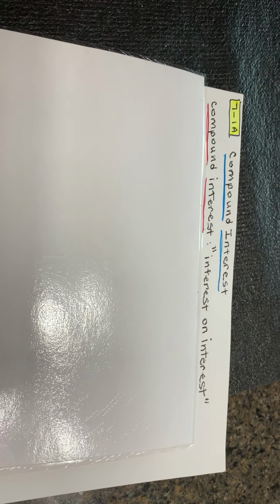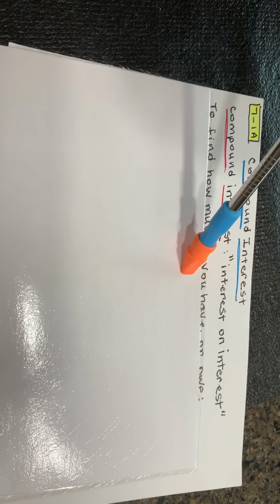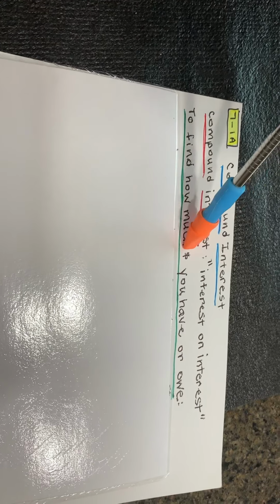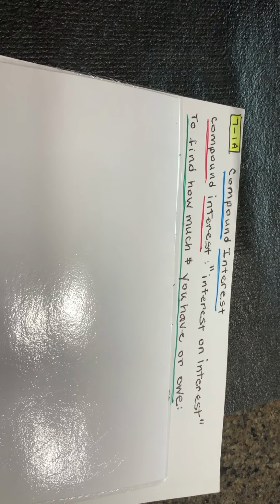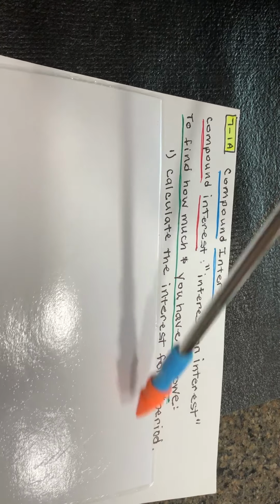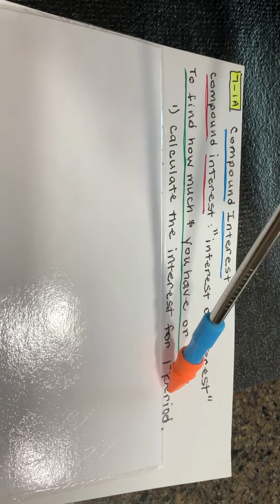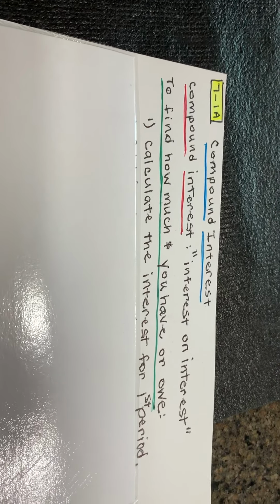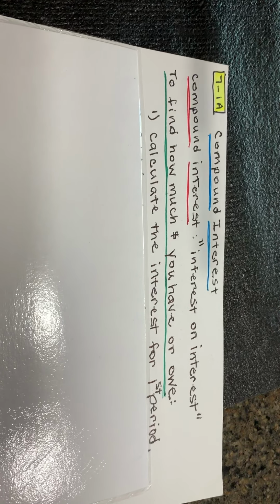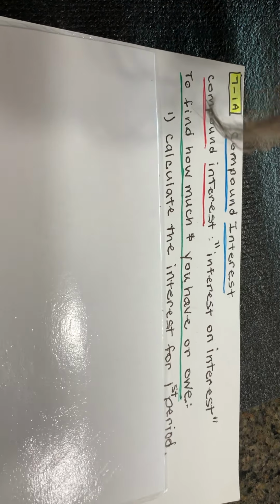Now, there are several steps to help us figure out how we find compound interest. Let's go ahead and get these directions down in our notes. To find how much money you have or that you owe, we have to follow a couple of steps. Our first step is to calculate the interest for our first period. That word period means it's a time frame. A period could be 1 year, a period could be a month or a week or several months. It just depends.